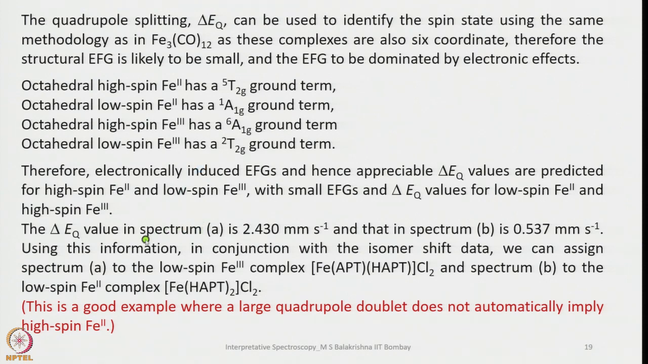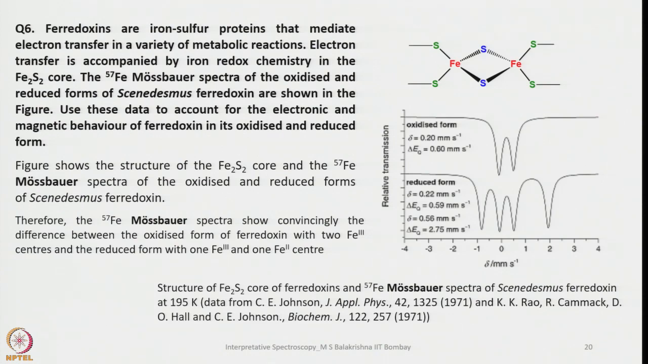So this value in spectrum A is 2.430 millimeters per second, and that in spectrum B it is 5.37 millimeters per second. Using this information in conjunction with the isomer shift data, we can assign spectrum A to the low spin Fe3+ complex, that means this anionic ligand here, and spectrum B to the low spin Fe2+ complex where HAPT is a neutral tridentate ligand. So this is a very good example where a large quadrupole doublet does not automatically imply a high spin iron 2+ state. Now let's look into one more example.